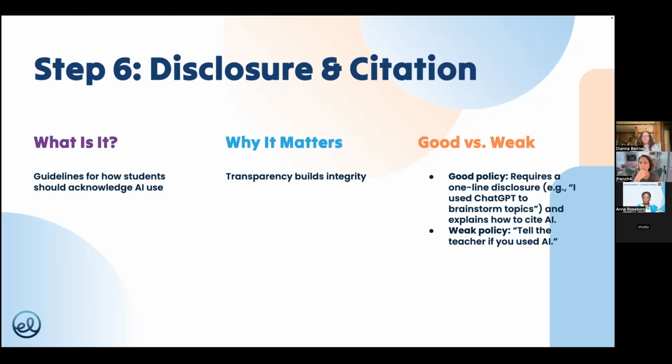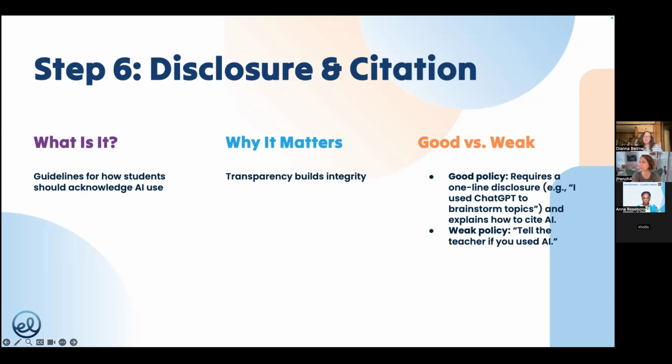MLA, APA, and Chicago now all have guidelines for how you cite AI use. So when we have it there, we're not saying to them, no, you can't use it. We're saying, if you use it, these are the ways you use it, but you have to cite it and you have to let me know that you used it. Why does this matter? Because transparency builds integrity. When you're citing properly, it prevents accusations of dishonesty.